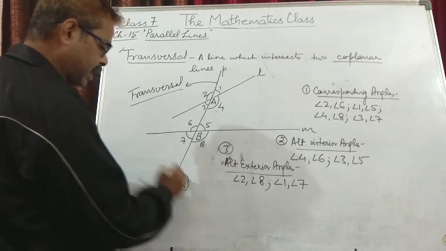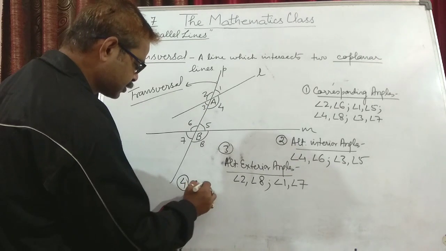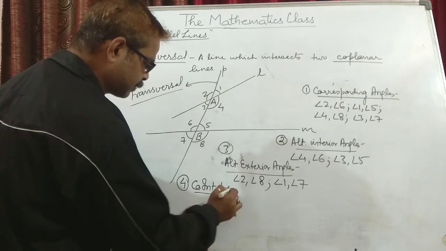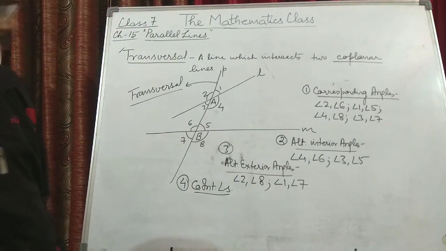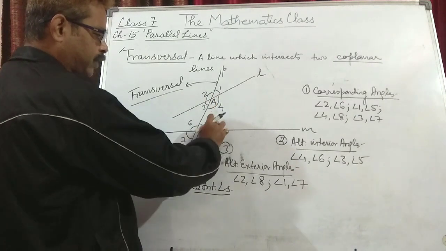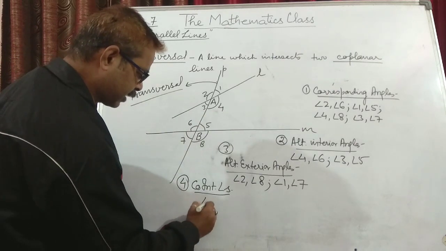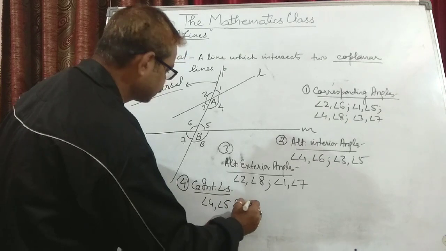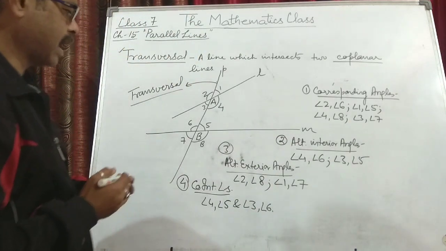Then the last pair comes as co-interior angles. Co-interior angles, or sometimes also known as coplanar angles, are the angles which lie inside. 4 and 5 and 3 and 6 are co-interior angles. So angle 4 and angle 5 and angle 3 and angle 6 are co-interior angles.